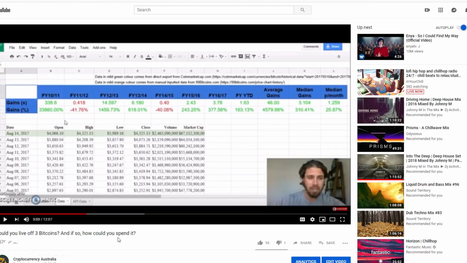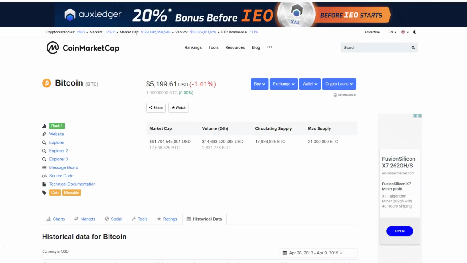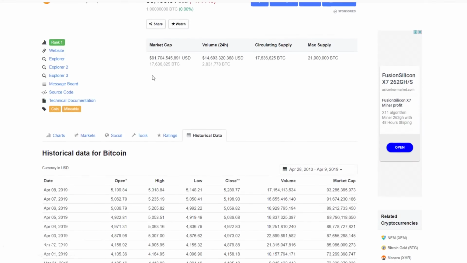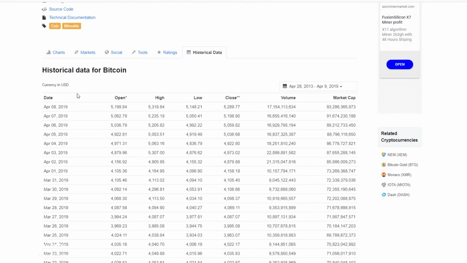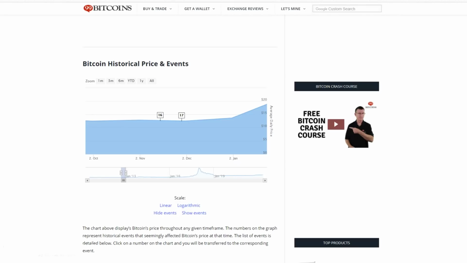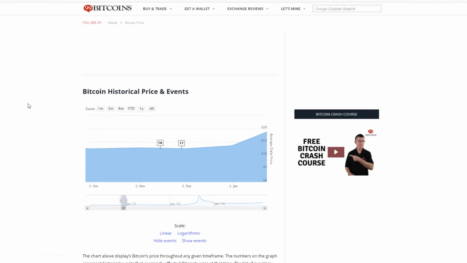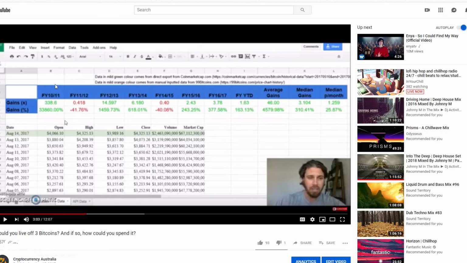So what I did is I grabbed data out of CoinMarketCap. Now, the CoinMarketCap historical price data for Bitcoin actually only went to 2013, so I had to get data off 99 Bitcoins, which goes all the way back to 2010. So in doing so, what I did was I looked at the return, both in terms of dollars and percentage, across financial years.